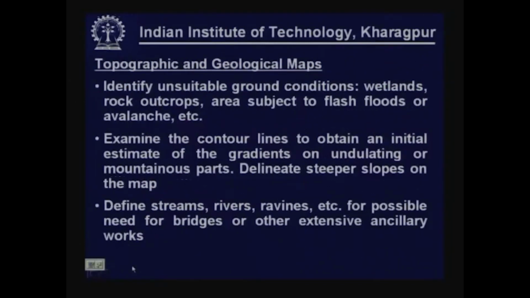Now, let us see how we use that information. First, topographic and geological maps. We study topographic and geological maps and we identify unsuitable ground conditions, for example, maybe wetland, rock outcrops, areas subjected to flash floods or avalanche, etc. Then we examine the contour lines to obtain an initial estimate of the gradient on undulating or mountainous parts, and we delineate steeper slopes on the map.